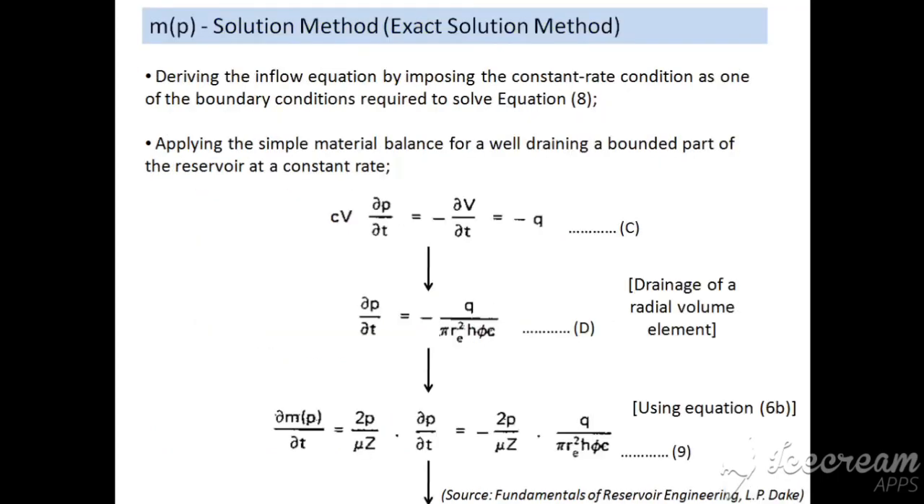Going further for the solution, we will incorporate the compressibility term, as we all know that c is equal to minus 1 by V, del V by del p. We will go for the flow rate q. So V can be defined as pi re squared h phi, that is the effective drainage of a radial volume element, where re is the effective radius. So we will place this equation number 9 in the del m(p) by del t term.